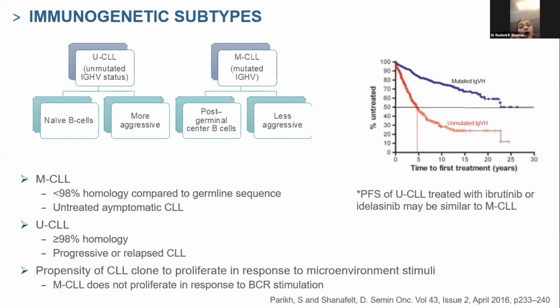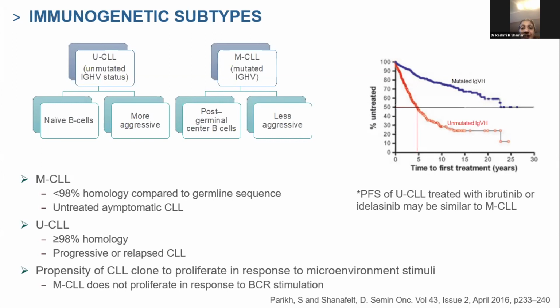So now moving on to the immunogenetic subtypes, everyone is now aware that there are 2 broad CLL subtypes, the unmutated CLL based on the IGHV status and the mutated CLL. The mutated CLL has less than 98% homology with the germline IGHV sequence, and it usually has a less aggressive course, the cell of origin being the post-germinal center B cell that has already been exposed to antigens. On the other hand, the unmutated CLL has 98% or more homology with the IGHV sequence, the origin being from naive B cells, and these are supposed to be more aggressive.